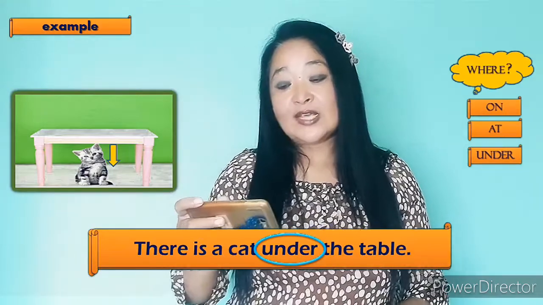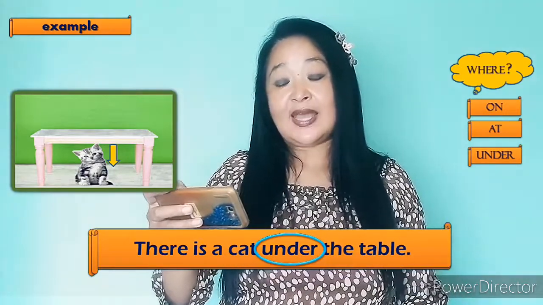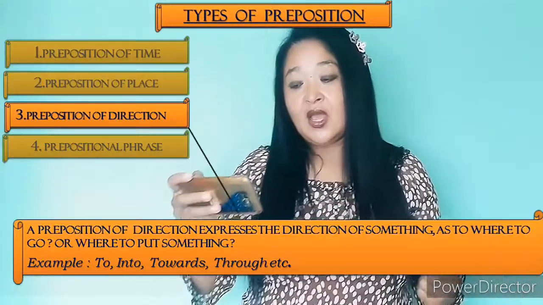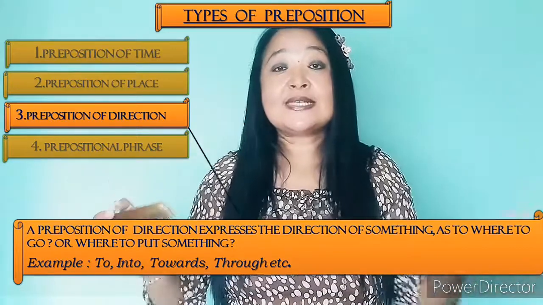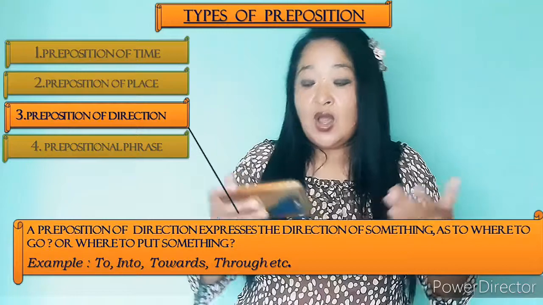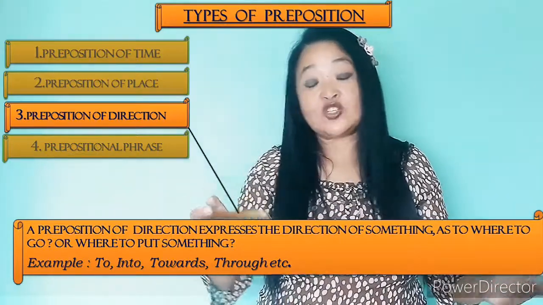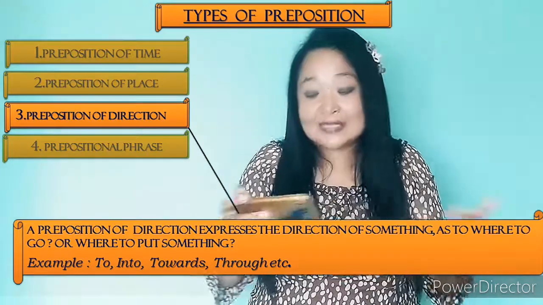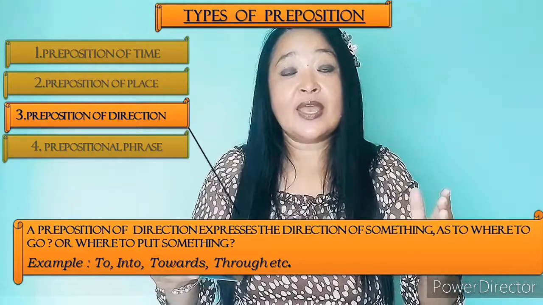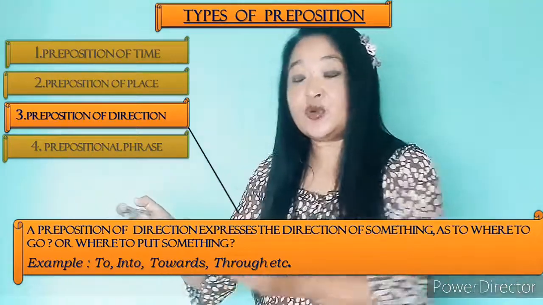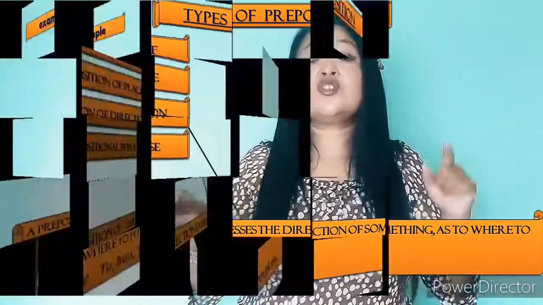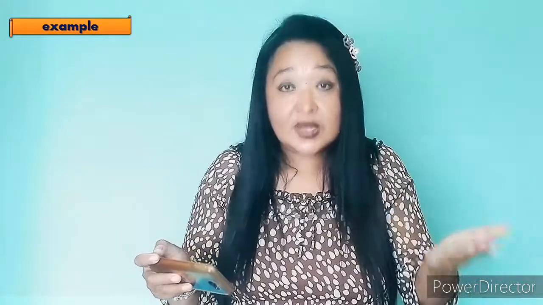Okay, now let us switch on to the next type of preposition, and that is preposition of direction. What is the preposition of direction then? Well, a preposition of direction expresses the direction of something as to where to go or where to put something. What are some commonly used prepositions then? Well, they are to, into, towards, through. So these are some of the commonly used prepositions.